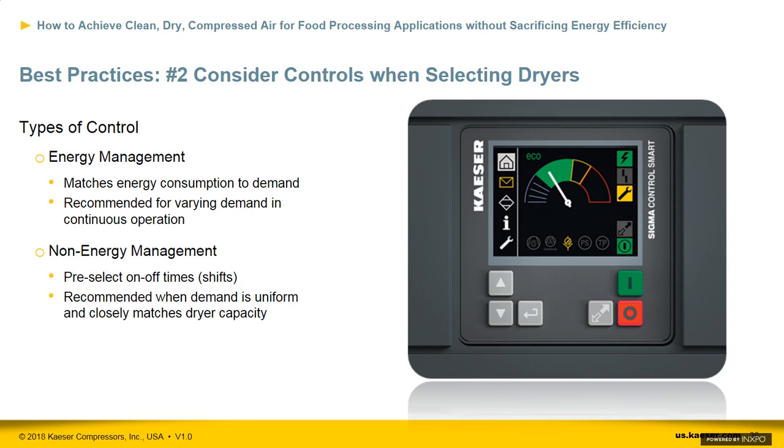Our second tip is to think about controls when selecting a specific dryer model. Two common modes of control are energy management and non-energy management. The energy management dryers match the energy consumption of the dryer to the demand of the system that is going through the dryer and are best applied when the system runs continuously and has varying demand loads.